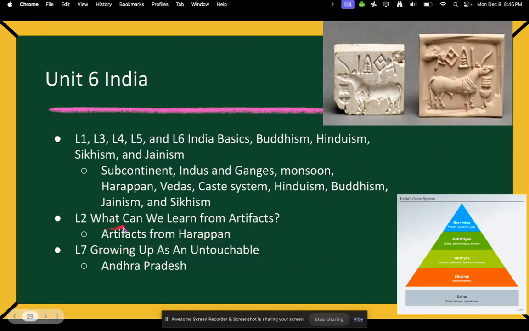Lesson 2, we talked about what we can learn from artifacts. So we did a deeper dive into what artifacts have popped up in the Harappan civilizations. And in lesson 7, we did growing up as an untouchable. That was more of a modern resource by Pradesh, and she's talking about what it was like in the 1960s and 70s growing up in India as being on the bottom of the caste system.